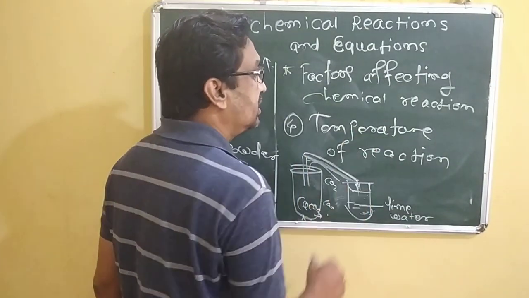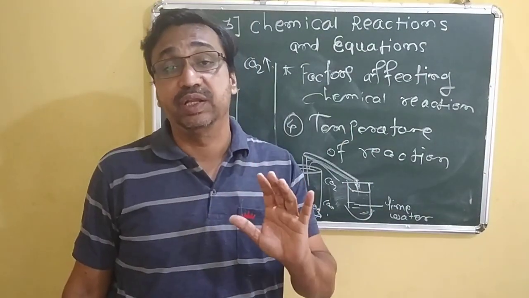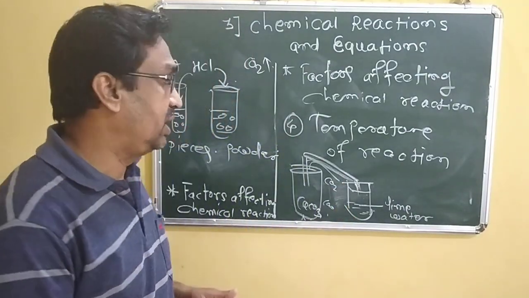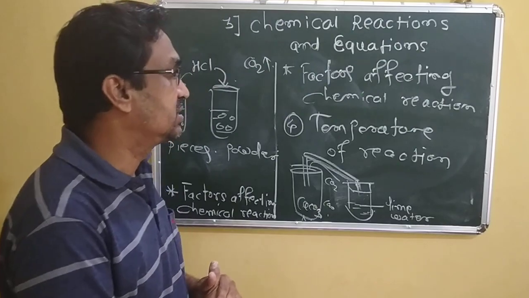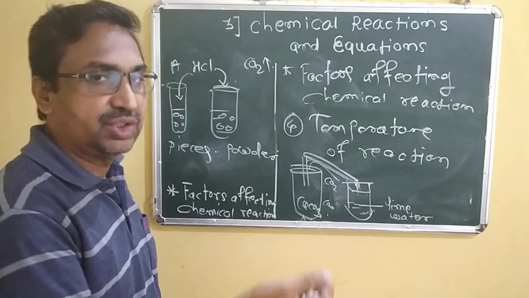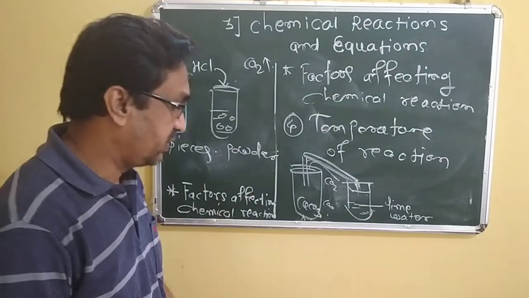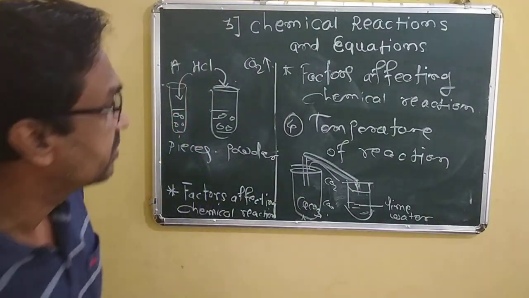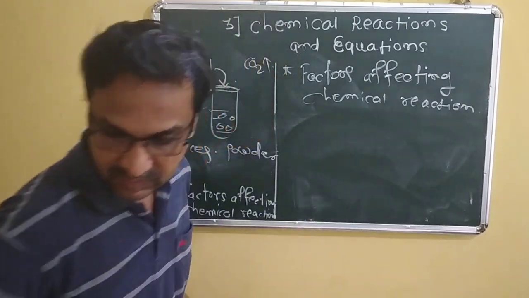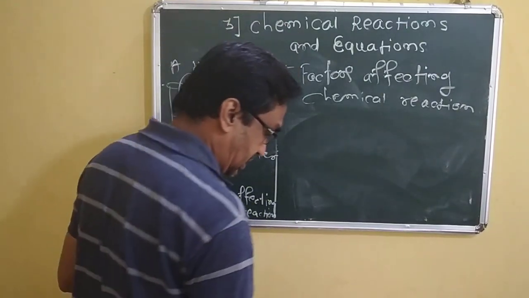Temperature is one of the major parameters by which the reaction takes place more rapidly, faster, in the presence of temperature. When we raise the temperature, the rate of reaction also increases. That is the fourth factor. And the last factor is the catalyst.